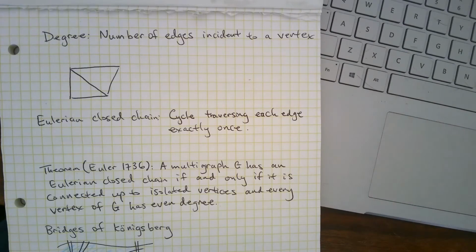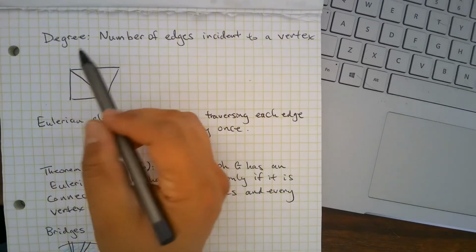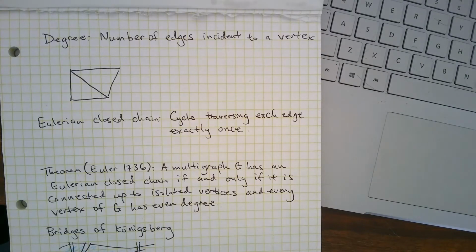In this lecture, we're talking about Eulerian closed chains and Hamiltonian cycles. So first we need some terminology. The degree of a vertex is the number of edges incident to that vertex.